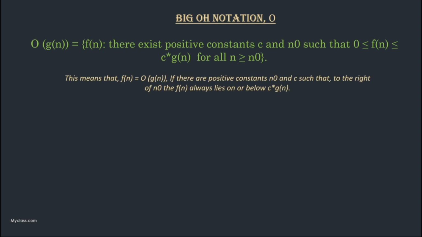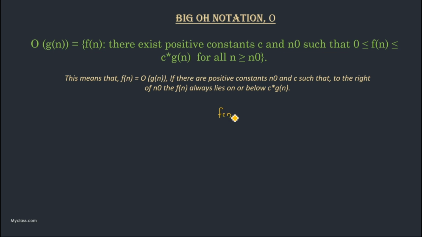Let's check. We can say f of n equals big O of g of n if there are positive constants n0 and c such that to the right of n0 the f of n always lies on or below c into g of n. Let's take an example.